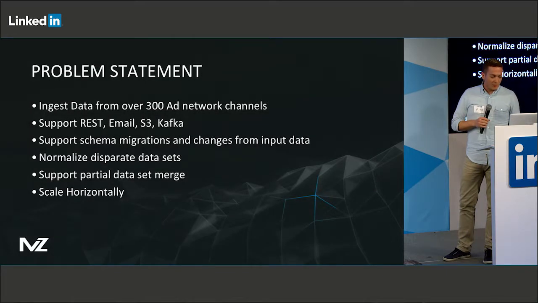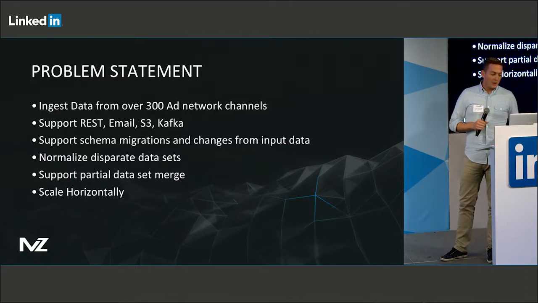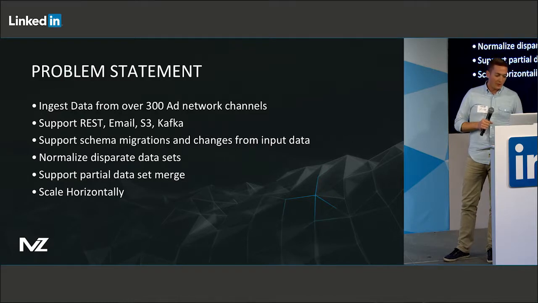For an initial thing, we ingest data from over 300 different ad networks. We work with a lot of different companies, and they have a lot of different schemas. The ad performance data all looks very similar, but all these companies have different representations of basically the same data. So we have to take it all in, do some normalization on it, and put it into a reporting mechanism.